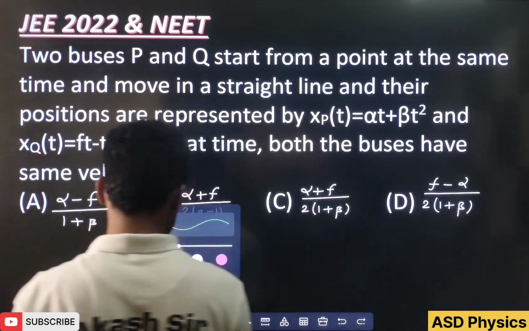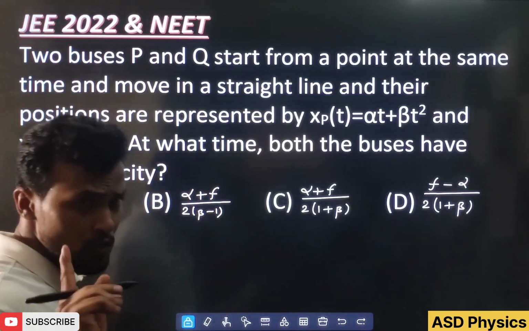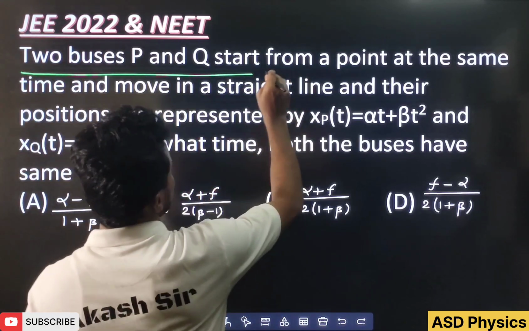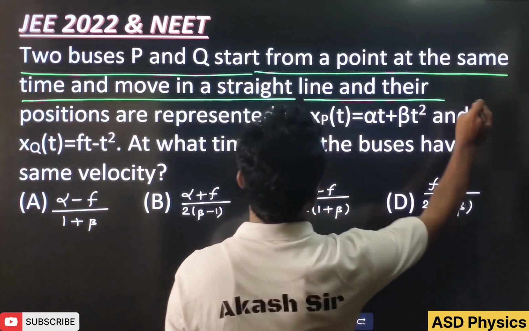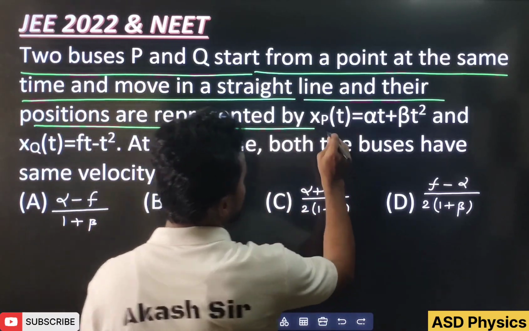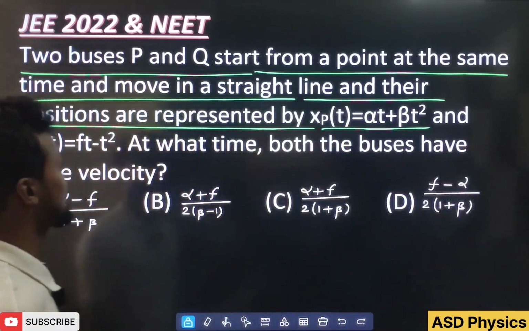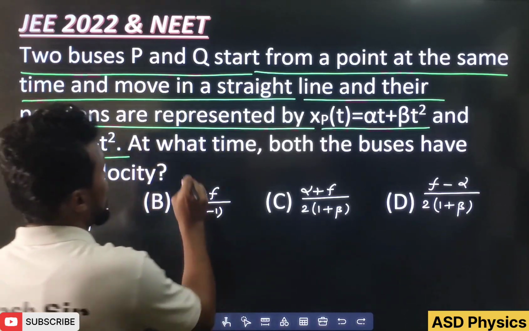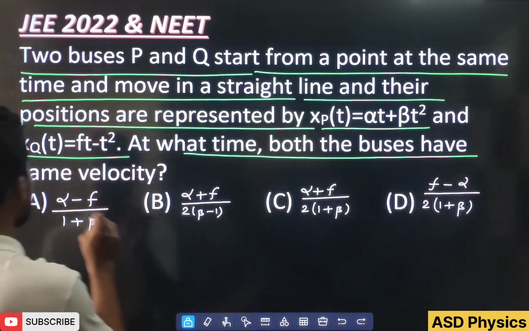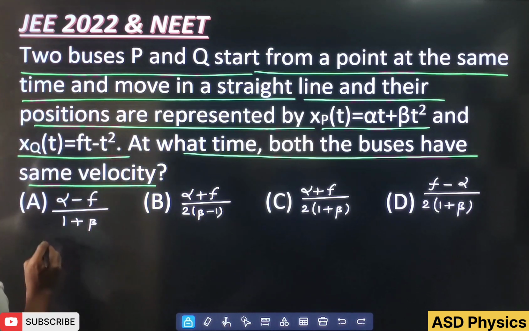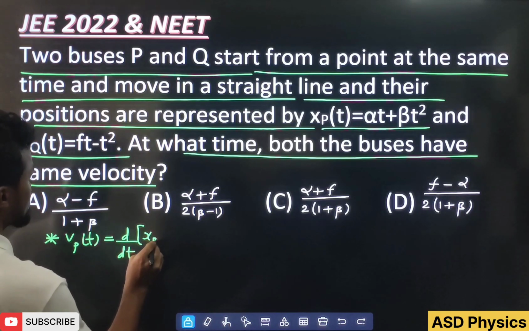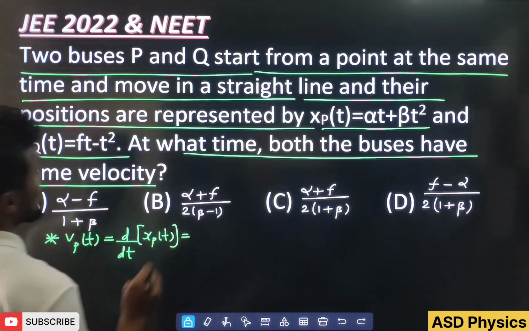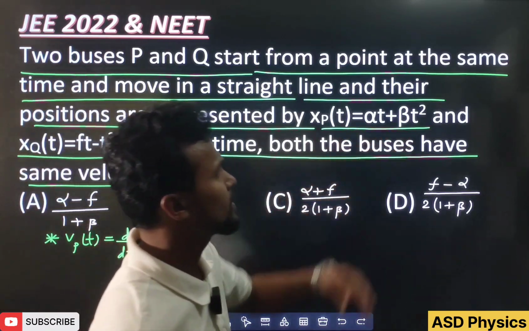Next one students, this is a JEE 2022 question. Two buses P and Q start from a point at the same time and move in a straight line, and their positions are represented by XP as given for bus P and XQ as given for bus Q. At what time do both the buses have the same velocity? Now, for the same velocity, remember that first I am going to calculate the velocity of bus P. So we can write d by dt of xp of t. Here xp of t is alpha t plus beta t square.